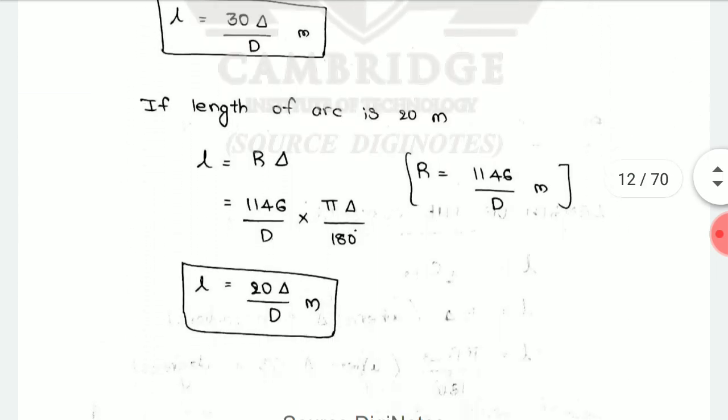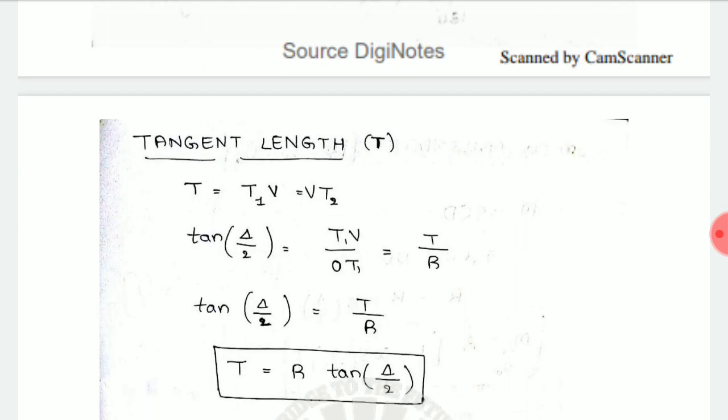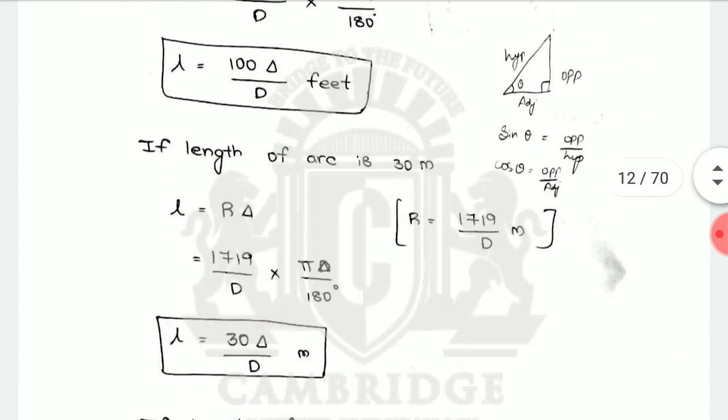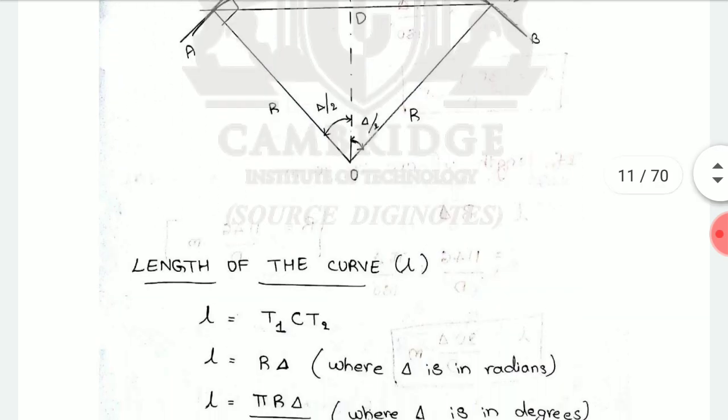Next we have tangent length, that is T, from T1V or from VT2. Check the figure here, from T1V or VT2 on the other side. This one we call the tangent for the point of curve or for the point of tangency. Point of curve is the starting point of the curve, point of tangency is the end point of the curve. So we will derive the equation for tangent length now.